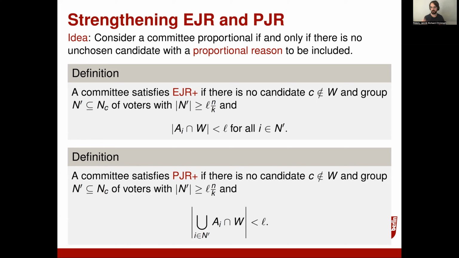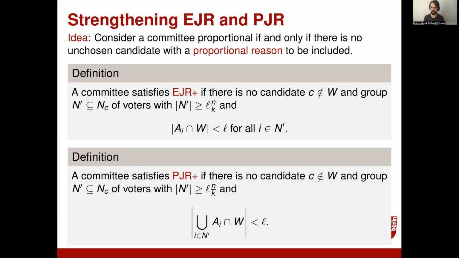If there's no unchosen candidate, and group of voters approving this candidate, so N_C is the set of people approving the candidate, such that they are large enough to deserve L people, and they have less than L. So we simply remove the requirement that they need to have L people in the intersection. We just want them to be able to say, well, we have all less than L, we are large enough to deserve L, and there's somebody we have in common. Why didn't you select them?